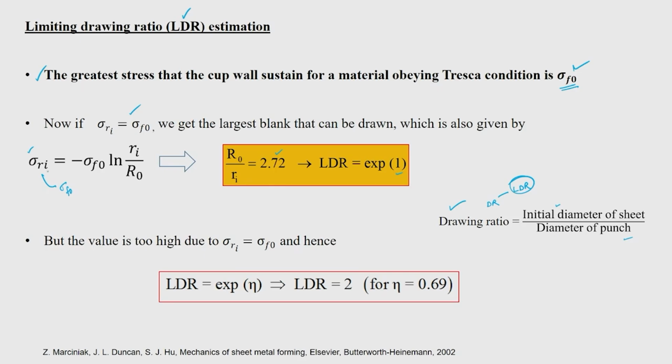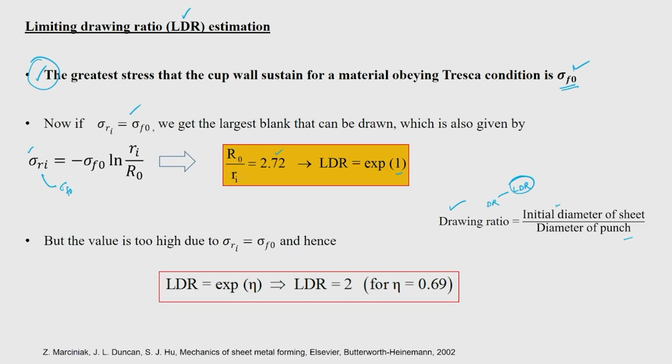So I am going to put σ_f0 here, and of course this minus can be taken care of automatically. So you will get r0 by ri would be nothing but exponential 1, which is 2.72. So r0 by ri, which in a way defines LDR, is nothing but 2.72 if you pick up an extreme case of this particular one. The greatest stress the cup wall can withstand for a material, it should not actually go to that level, but it is the greatest stress. If it goes to the extreme, then the LDR can be 2.72. That means what?